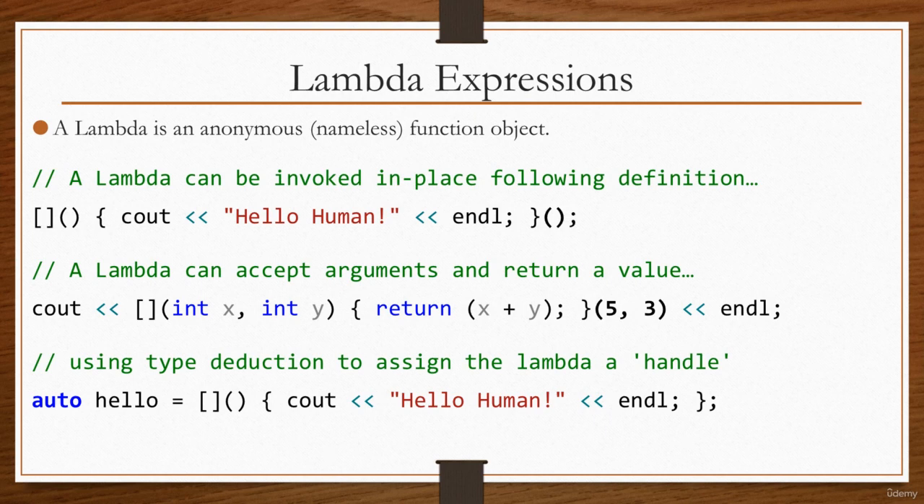A lambda can also accept arguments and return a value. The return type is going to be deduced based on what you actually return, so in this case we are returning an integer. The return type can also be explicitly defined. Let's say we want to return a float or a double instead of an integer, and I'll show you how to do that here in a second in a demonstration. And you can also use type deduction to assign the lambda a handle or an identifier. You can see we use the auto keyword followed by hello, which is going to be the identifier for this lambda expression. Then we can invoke the lambda multiple times by using the hello identifier followed by the function call operator, of course. So in that way it will be similar to a regular function call or a function object invocation.